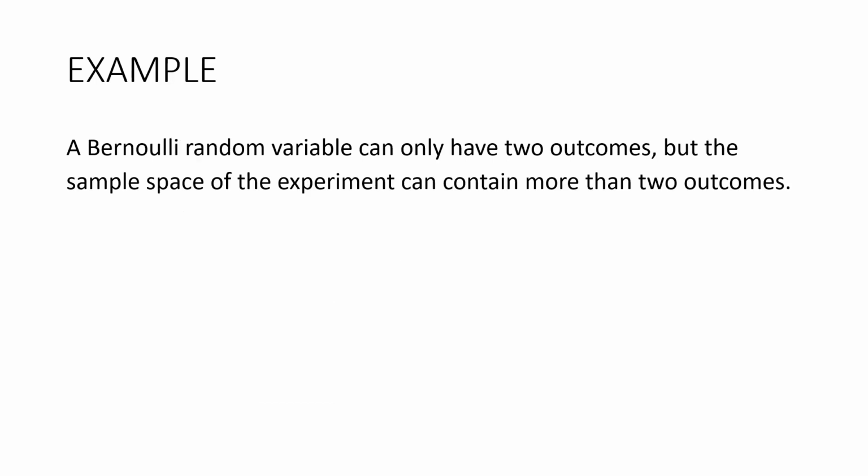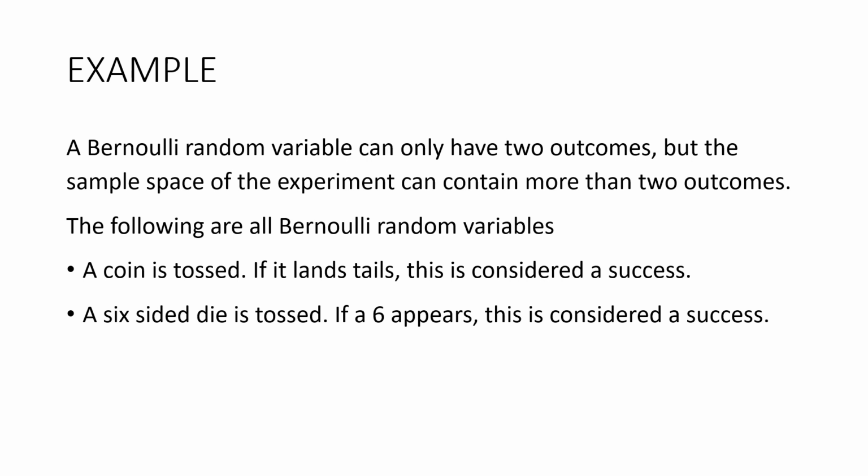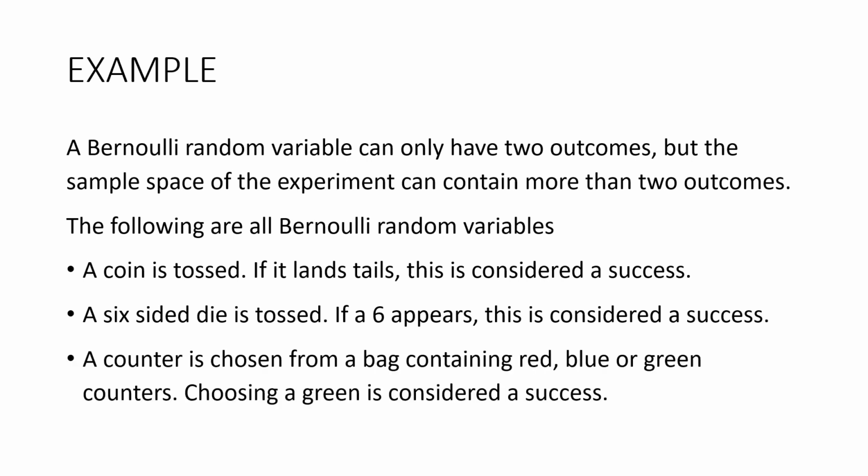Now, I mentioned that a Bernoulli random variable can only have two outcomes, but the sample space of the experiment could have more than two outcomes. So we looked at this one before when we toss a coin. With a coin toss, there are only two outcomes, heads or tails. And in this case, we say, if it lands tails, this is considered a success. If it lands heads, then that's a failure. But how about a six-sided die? When we write the sample space for this, there are 6 outcomes. So somehow we need to reduce it just to 2. So we could say, if a 6 appears, this is considered a success. If it doesn't appear, then that's a failure. And let's try one more. A counter is chosen from a bag containing red, blue, or green counters. If we choose a green, that is considered success. If we don't choose a green, that is considered failure.